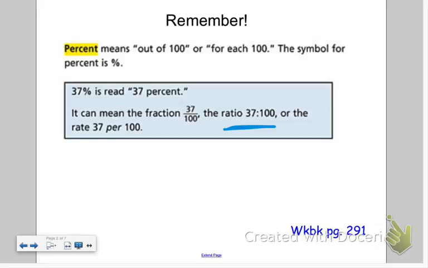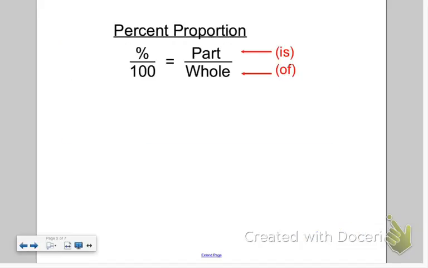The reason I'm pointing that out to you is because we're going to be discussing the percent proportion in this lesson. And you know proportion is when you have two equal ratios. And one of your ratios in your percent proportion is the percent to 100. Now, this is not in your workbook, so you don't have to go looking for it. This is the percent proportion. And like I said, percents are ratios, and here is your very first ratio, your percent over 100.